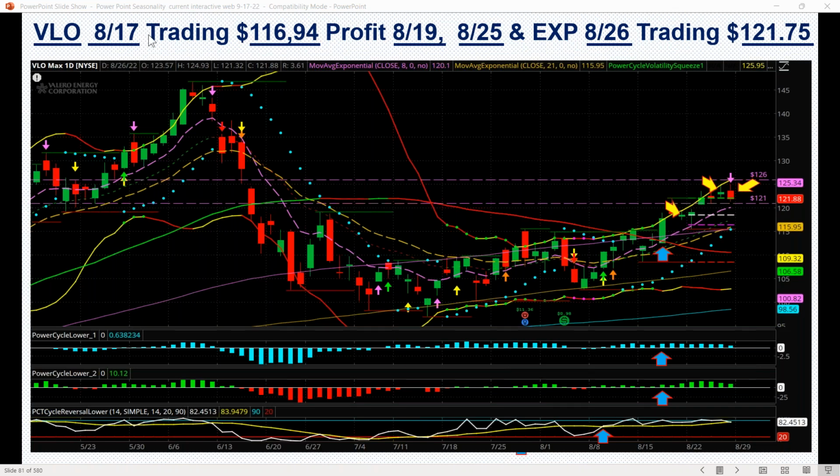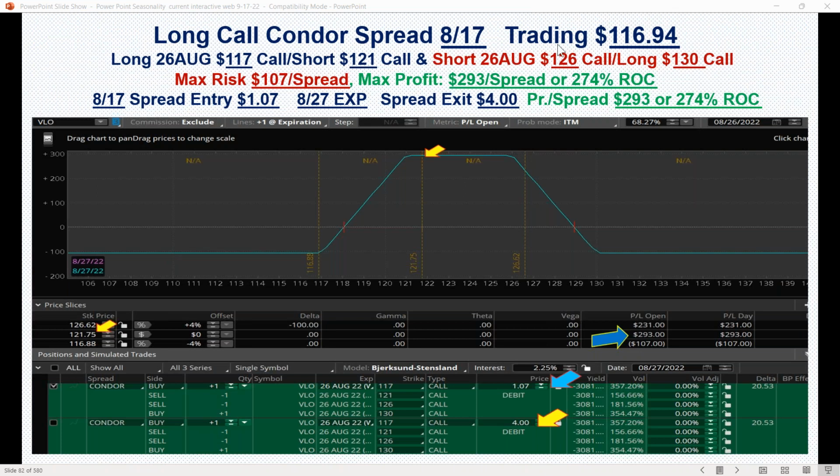And so here's the trade set up on the 17th of August. And then out, we had profit take on the 19th, 25th, and 26th. We did this as what we call a long condor spread. So we were long the 26 August 117 call, short the 121, and then short a credit spread against it. So it gives you this what we call a condor kind of structure here. So really high probability, low risk trade. And here it went out right between the two short strikes, which is perfect.